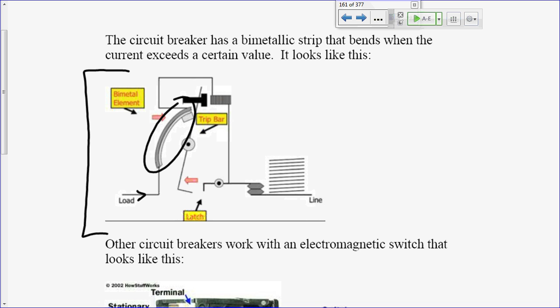Don't worry about the bimetallic strip and all that. I think it's kind of interesting, though.